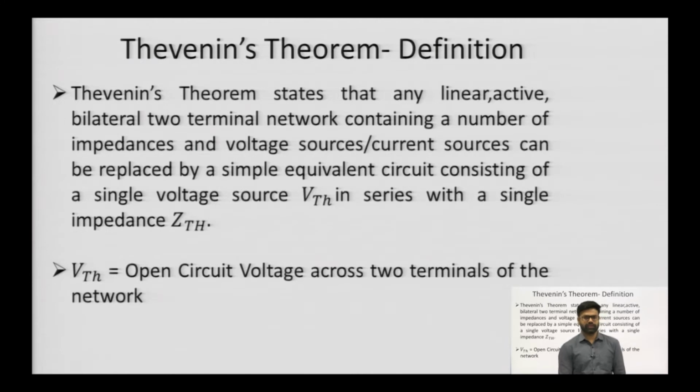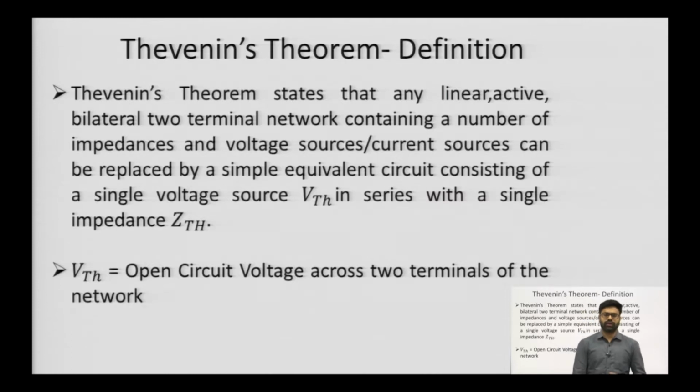First of all, this is the definition. It states that any linear active bilateral two terminal network containing a number of impedances and voltage sources, or current sources, can be replaced by a simple equivalent circuit in which we will have a single voltage source VTH in series with a single impedance ZTH. So, any network can be converted into a single voltage source VTH, which is also known as Thevenin voltage or open circuit voltage.